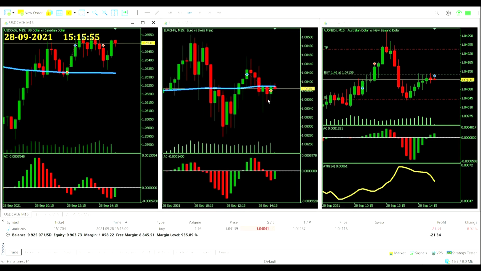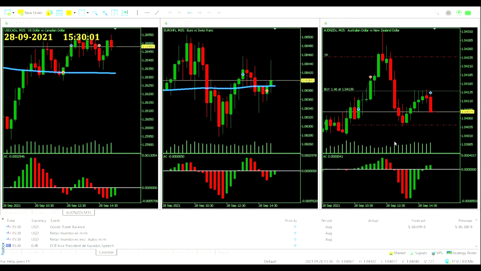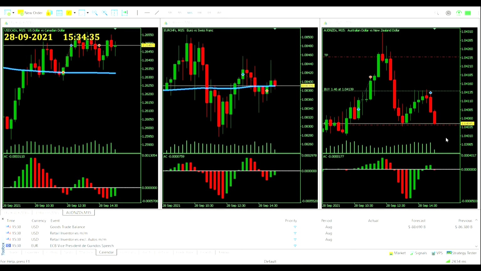Nothing else on the other charts at the moment, but they are both coming up on the accelerator oscillator, and both of them would give buy trades crossing above zero. Our trade edging itself towards the stop loss here as we go into 3:30. Here comes those numbers, goods trade balance and retail inventories month on month on the US dollar.